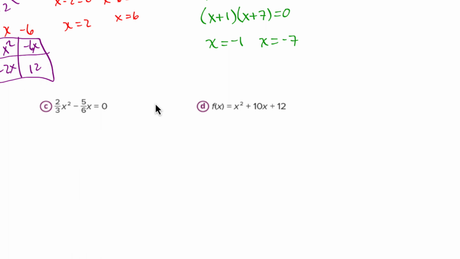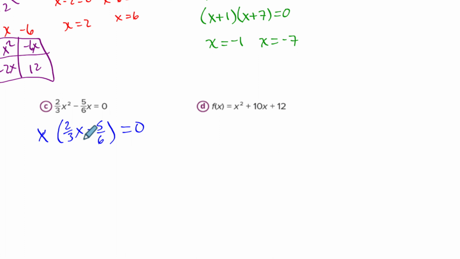All right, part C. I want to do that with you because this one's a little weird. I want to teach you how to use fractions on the calculator, right? I look at this and I notice it's a GCF. I could pull out a fraction and I could pull out an X, but I'm just going to pull an X out for right now. So if I pull out an X as a GCF, when I factor this, I'm going to be left with 2/3 X minus 5/6.